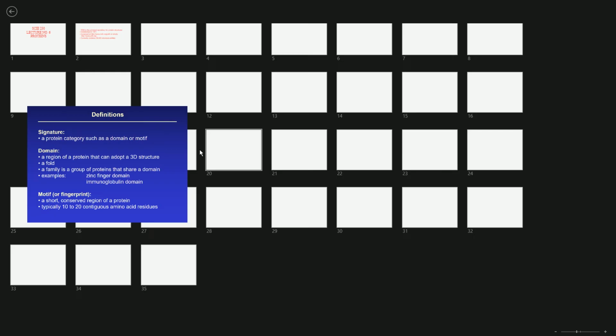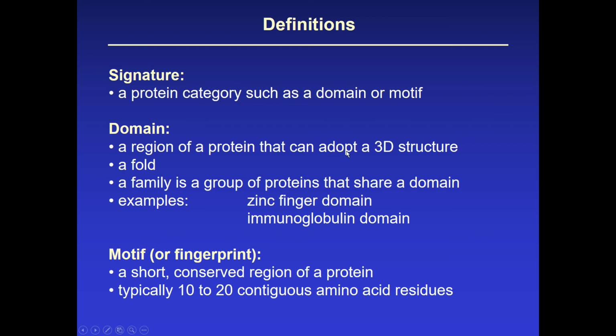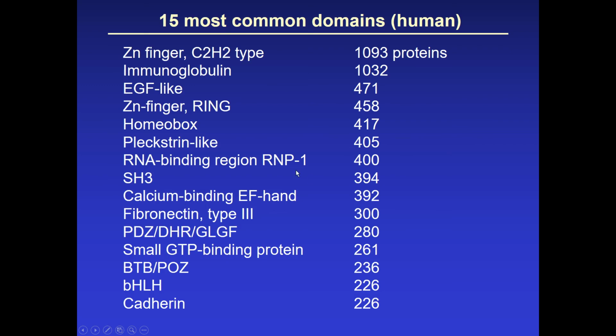So a domain is a region of a protein that can adopt a 3-dimensional structure and perform a function. Examples of domains are zinc finger domains and immunoglobulin domains. So there can be 4 or 5 domains, and they are performing some special function. And a motif is a short conserved region of a protein, typically 10 to 20 amino acids long. Here are some examples of domains in proteins: zinc finger, immunoglobulin, EGF-like.